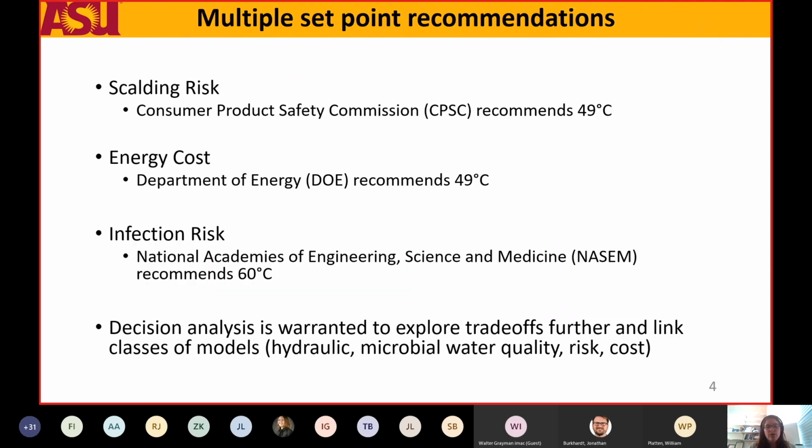In addition, the National Academies recommended a set point of 60 degrees last year in their report, and there are some other water heater set point recommendations out there to try to conserve energy and also reduce the risk of scalding. So it's not that this is the only decision that needs to be made in the premise plumbing environment, but this is a way for us to look at different trade-offs and play out how different controls might interact in the system.